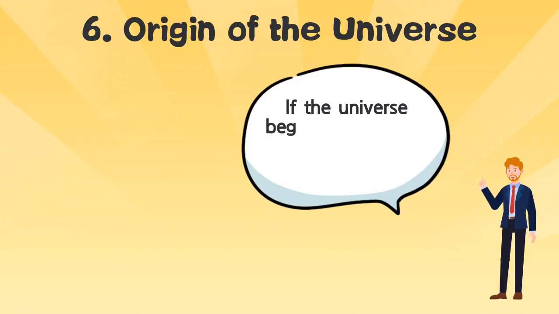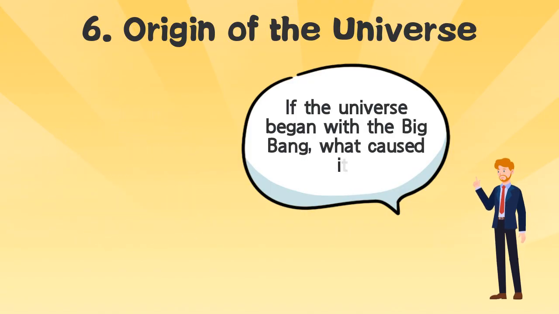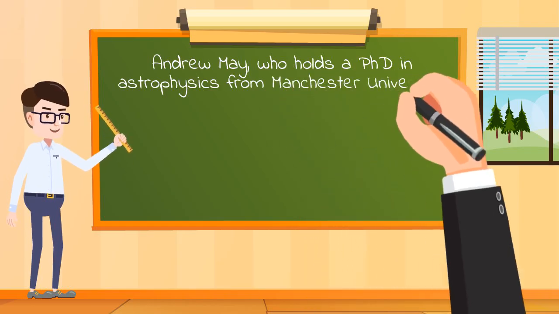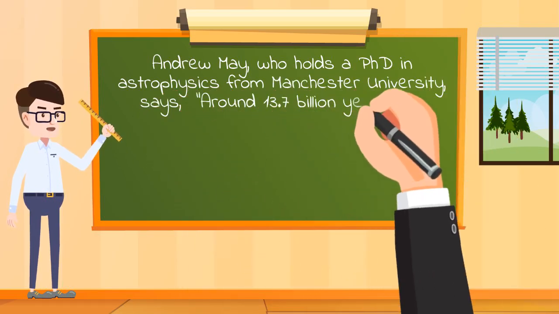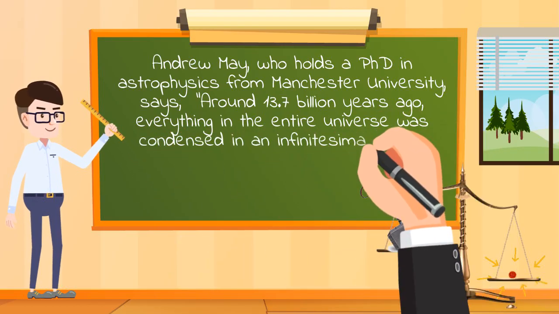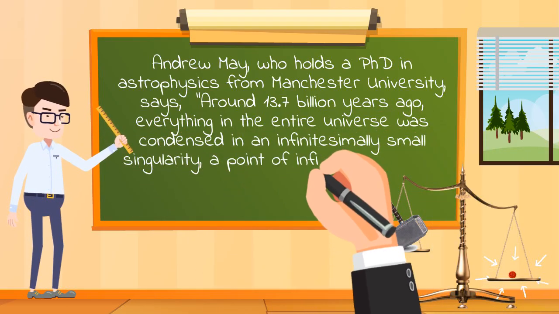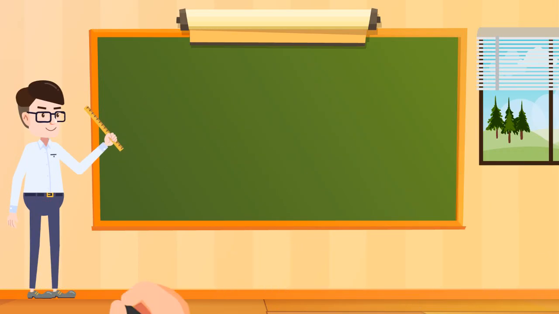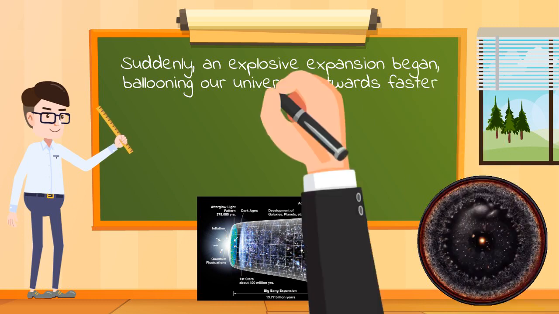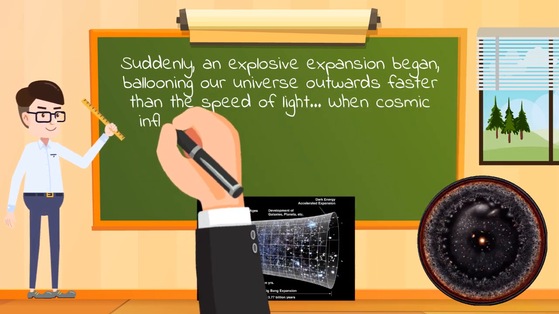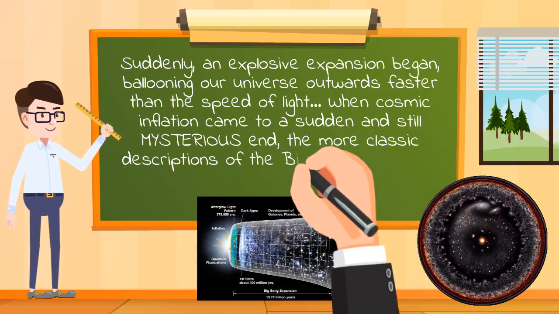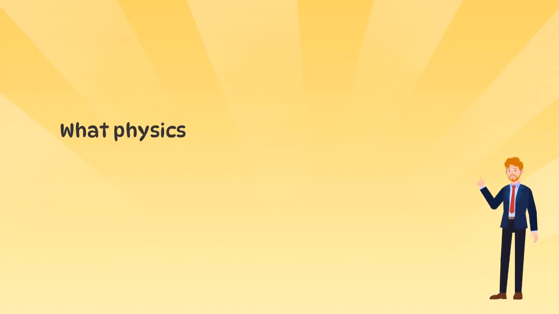If the universe began with the Big Bang, what caused it? Andrew May, who holds a PhD in astrophysics from Manchester University, says, around 13.7 billion years ago, everything in the entire universe was condensed in an infinitesimally small singularity, a point of infinite denseness and heat. Suddenly, an explosive expansion began, ballooning our universe outwards faster than the speed of light. When cosmic inflation came to a sudden and still mysterious end, the more classic descriptions of the Big Bang took hold. What physics had been involved here?